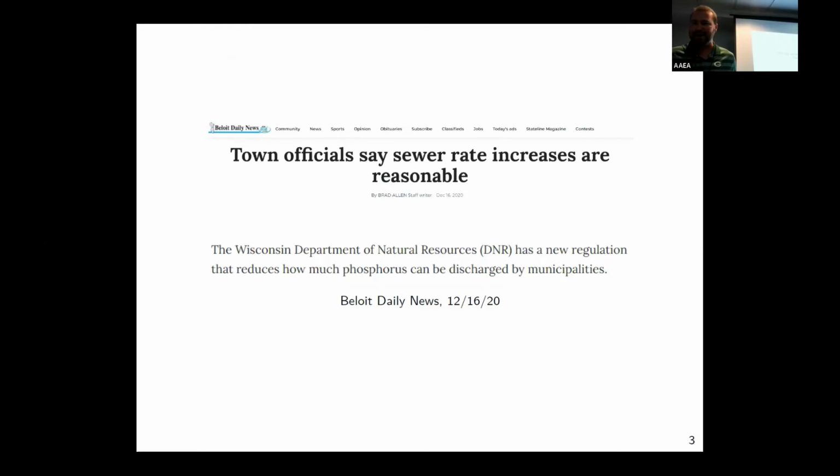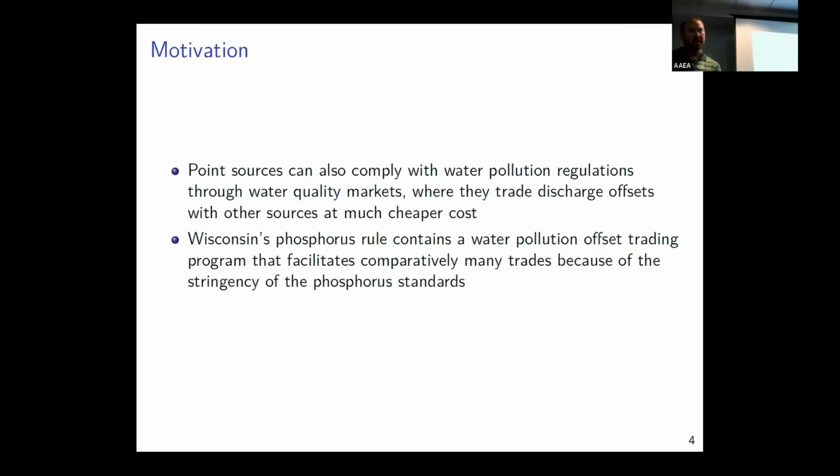Kind of like Marin, I'm motivating this with some newspaper clippings. This is Beloit, which is in the southern part of the state, with very dirty water. They're basically saying, look, we're increasing your sewer rates, sorry, your utility rates as a result of these regulations, because the wastewater treatment plant is now going to be facing millions of dollars of compliance costs because of the phosphorus rule, right? So that's this new regulation that the Beloit Daily News is talking about. So the first question could be, how do these stringent limits affect my sewer utility bill?